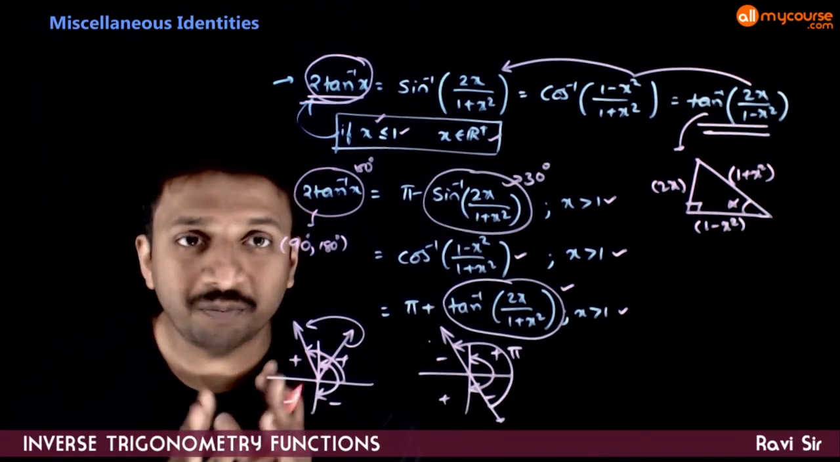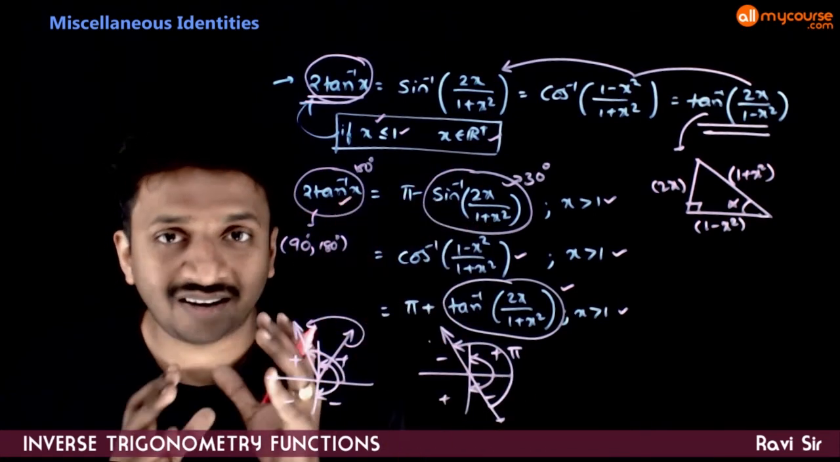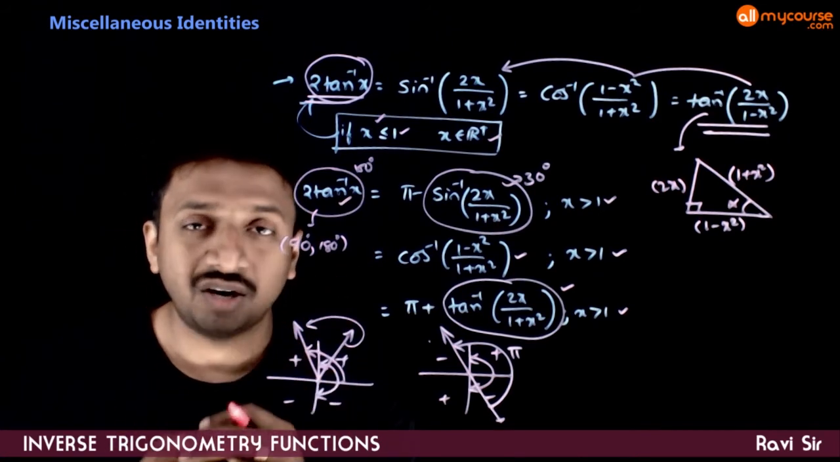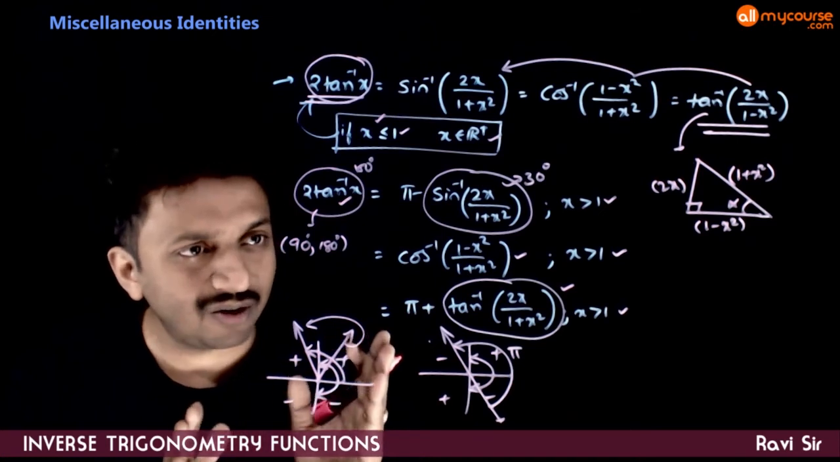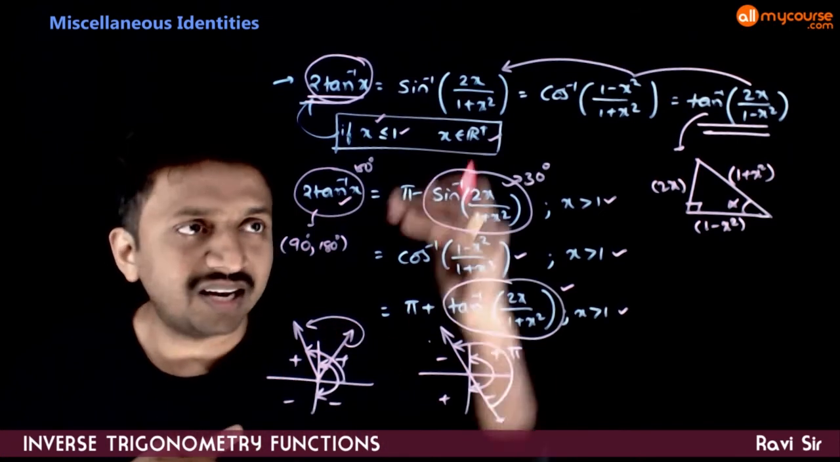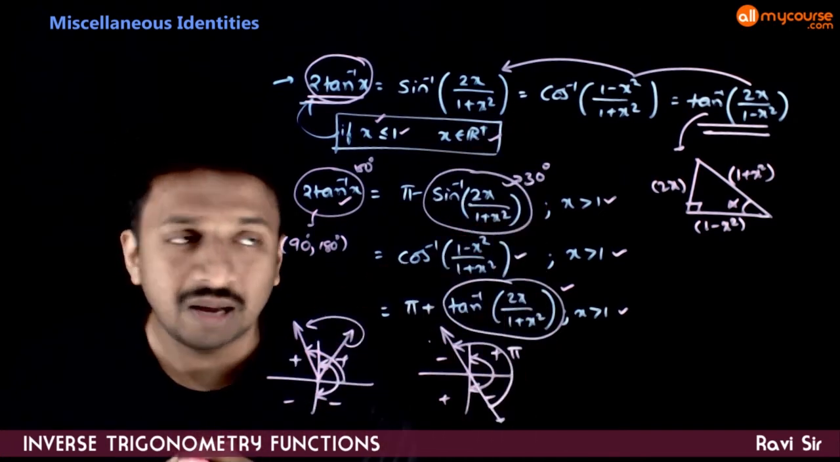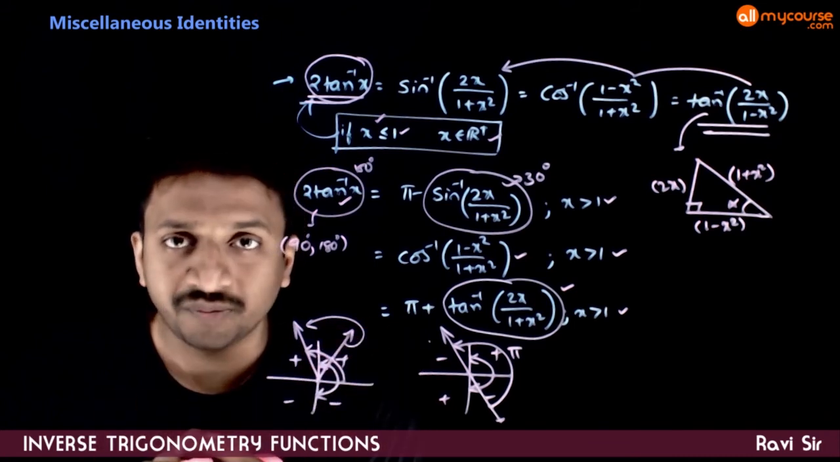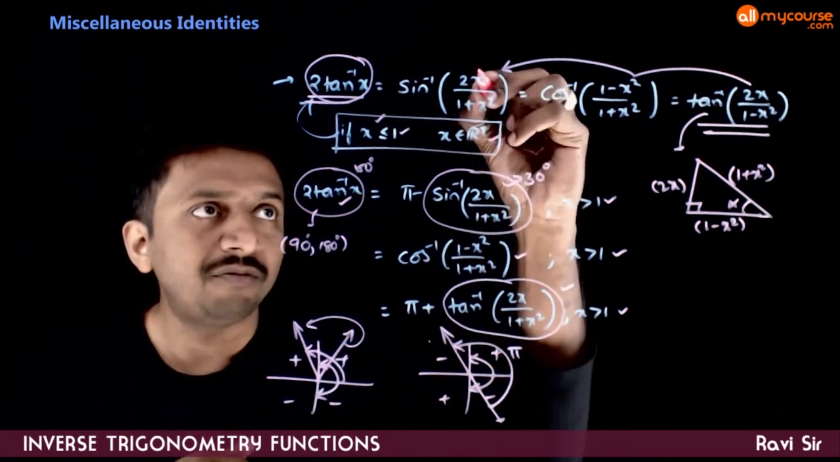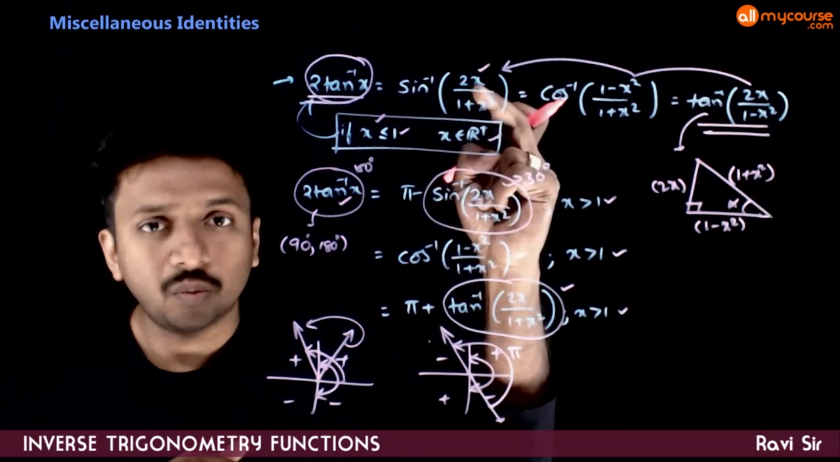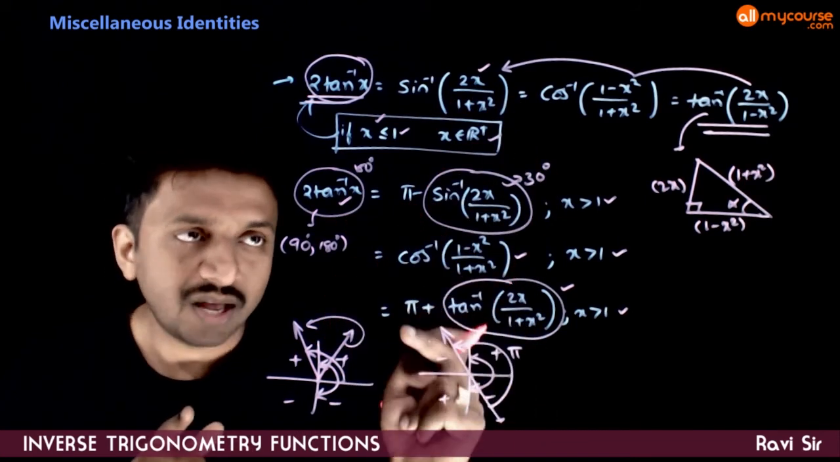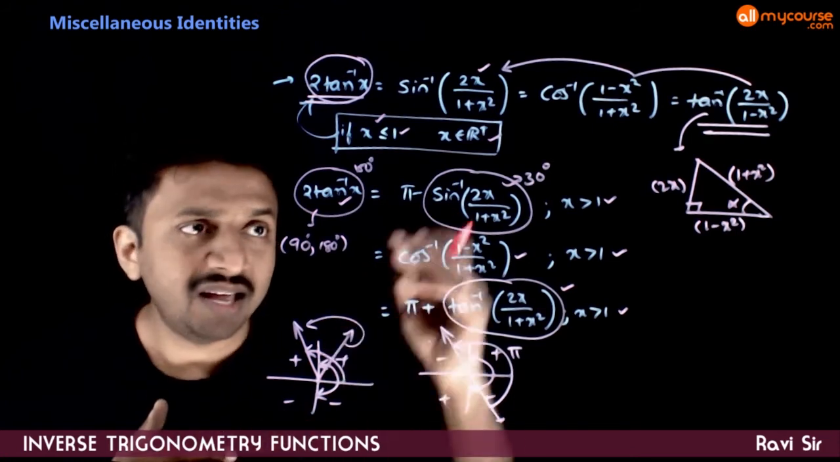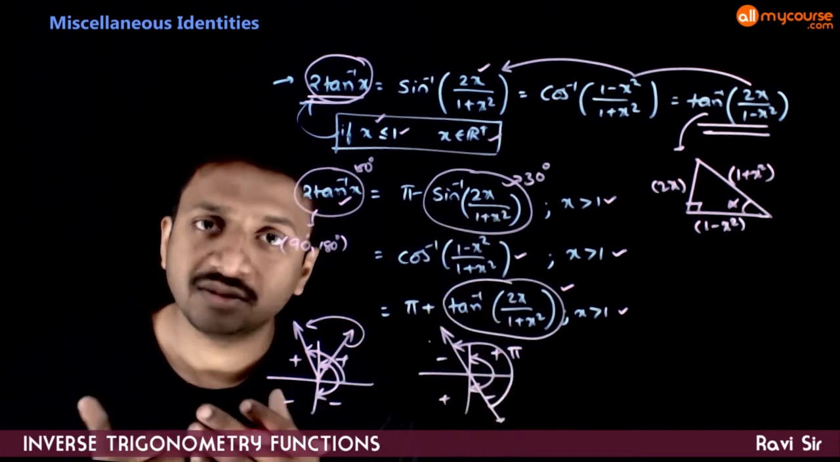If you understand the basics of the domain and range of the inverse trigonometric functions and the quadrant diagrams, it is quite simple to derive all these formulas. Personally, I don't remember these formulas. I only remember the simple formulas. And whenever you have problems with the range, you just need to add or subtract a pi, add a plus or minus sign, and so on.